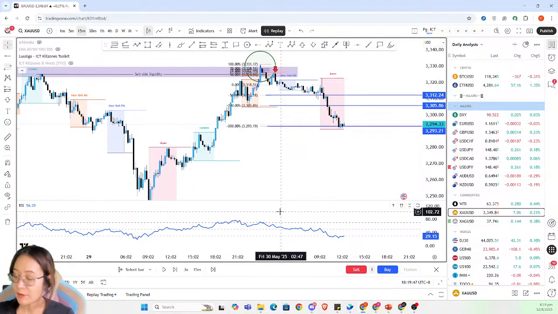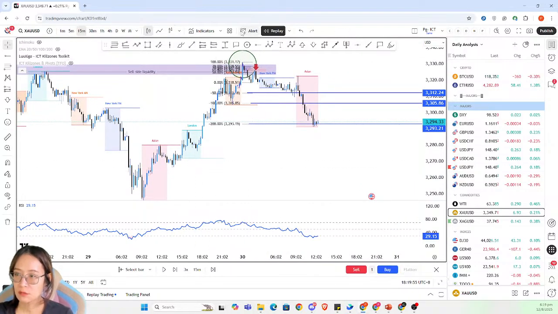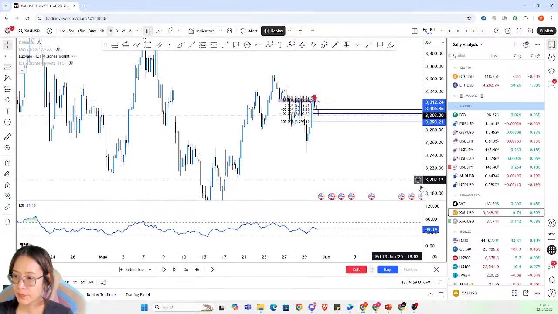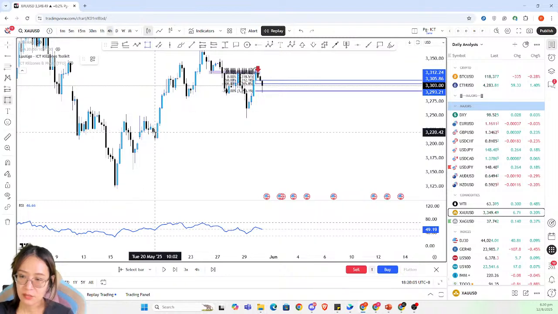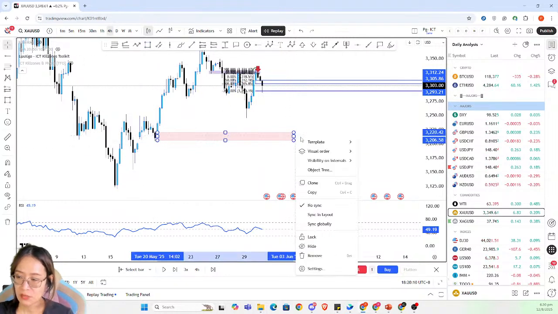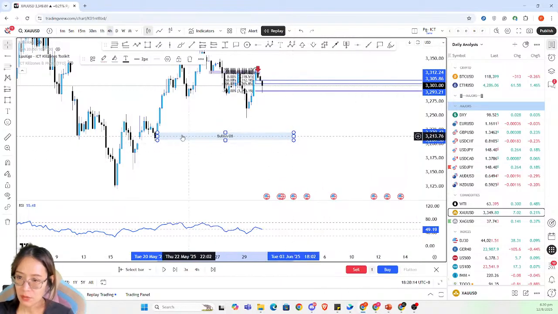Okay, I have 10 minutes. 10 minutes. So shall we just do the, so now here, let's say like this one. I do this already. Let's say this our bullish OB. Okay, bullish OB.